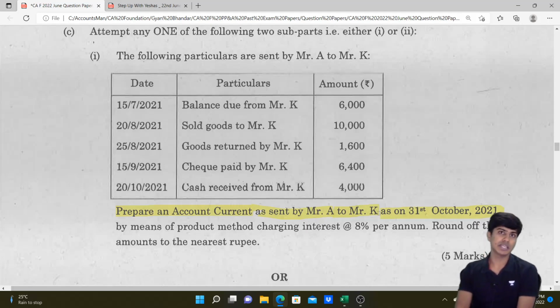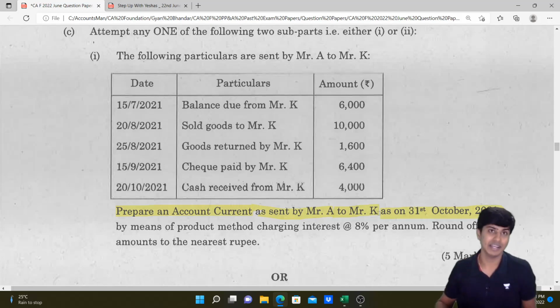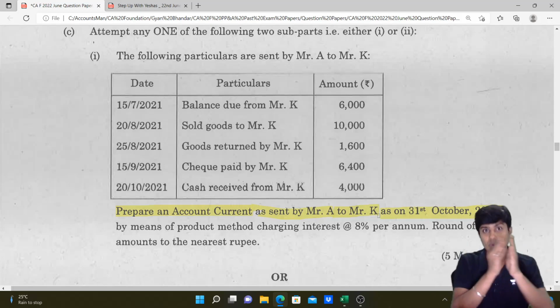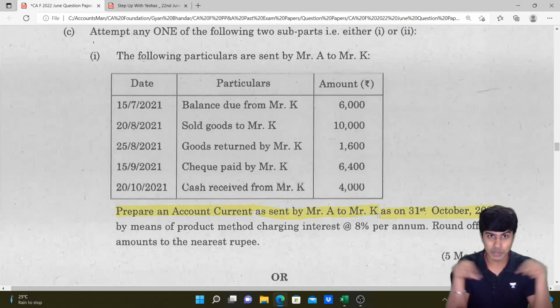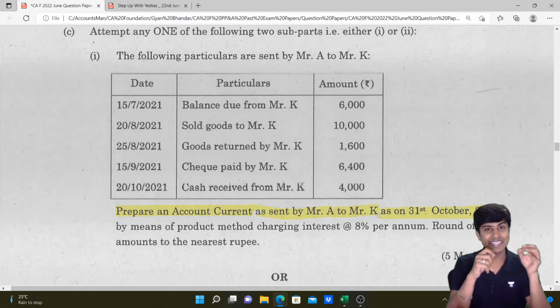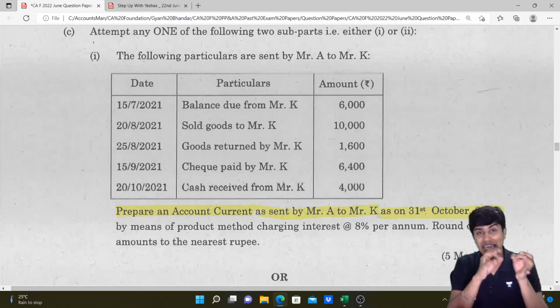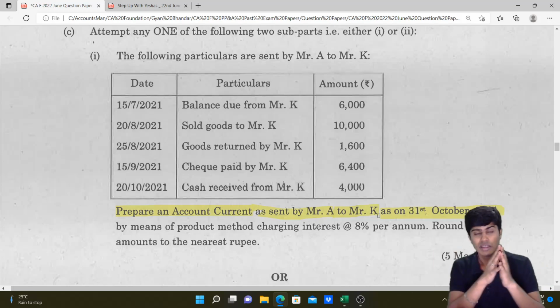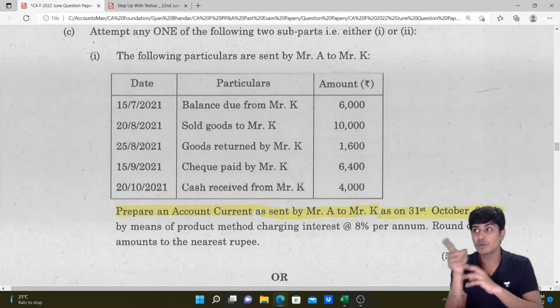So let's prepare this account current. And when we prepare this account current, what we need to keep in our mind is who is the sender, who is the receiver. You remember, I told you how to remember the name of the account current. It is receiver in account current with sender. Your friend's name first, followed by your signature.